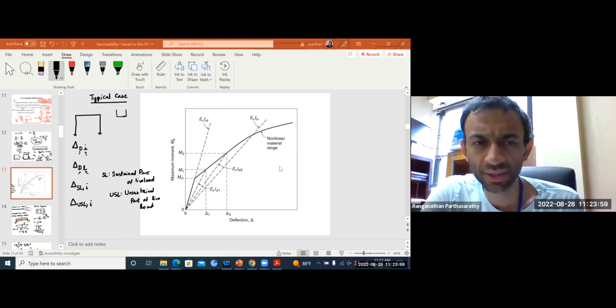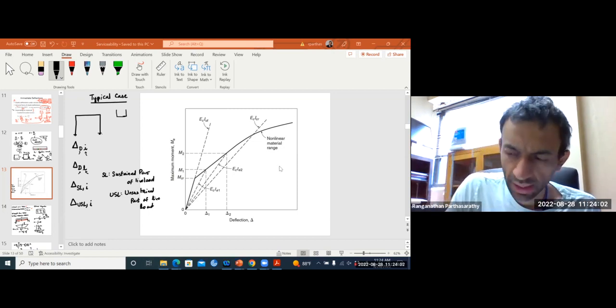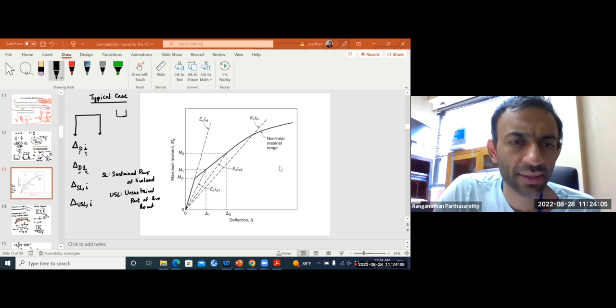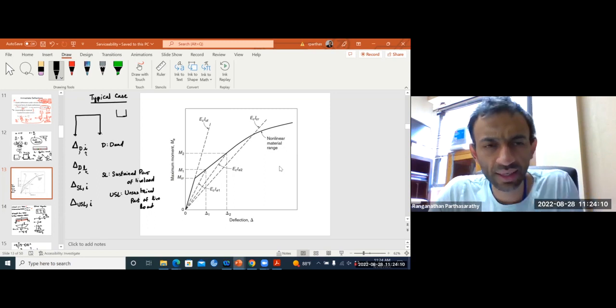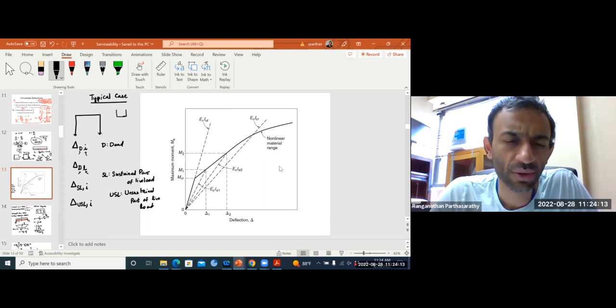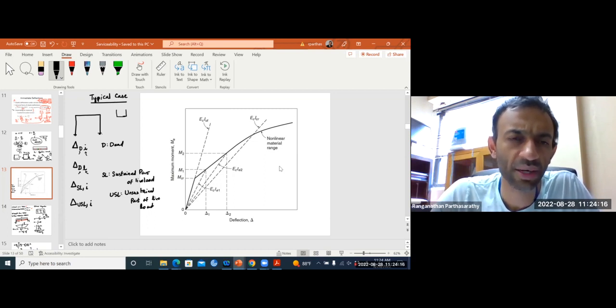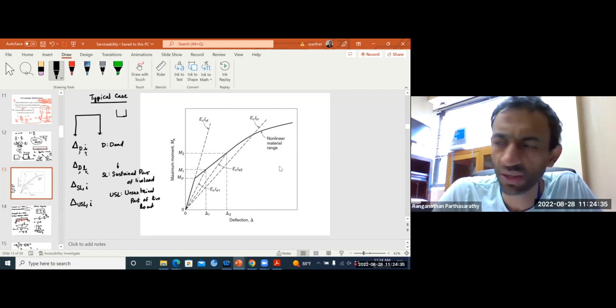Okay, so let's continue here. D is dead load. Like I was saying, we split a live load into two parts, sustained part and unsustained part. So if it's like the machinery that comes in as soon as the structure is built and it stays throughout the life of that structure, that is considered as sustained part of live load. And if it is a temporary load which is not going to stay for very long, it is counted as unsustained part of the live load.